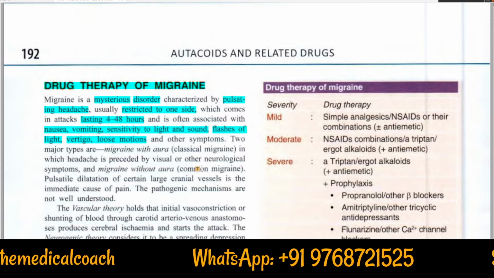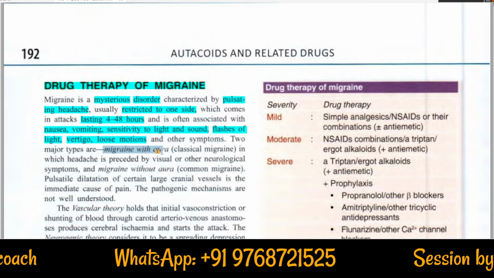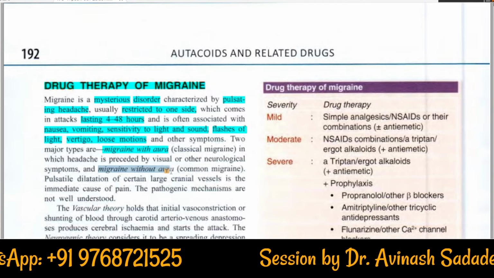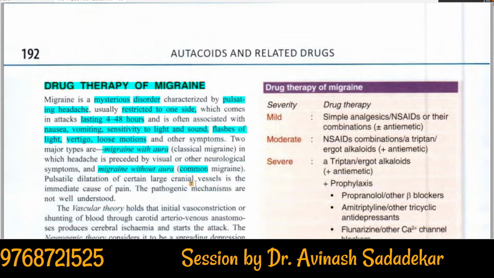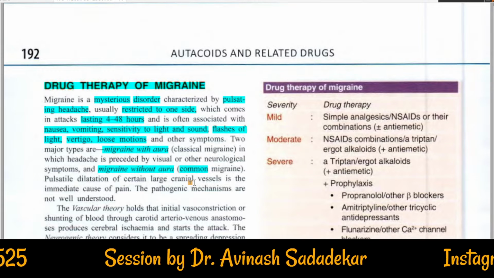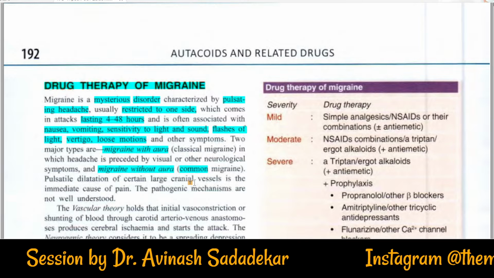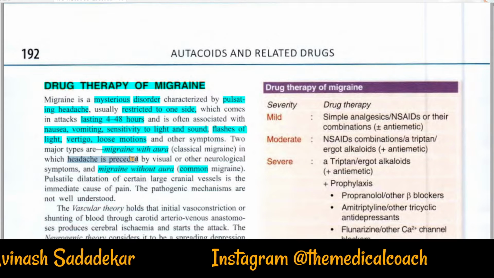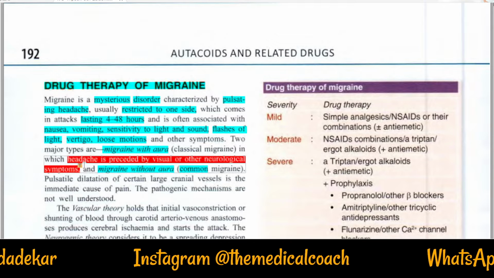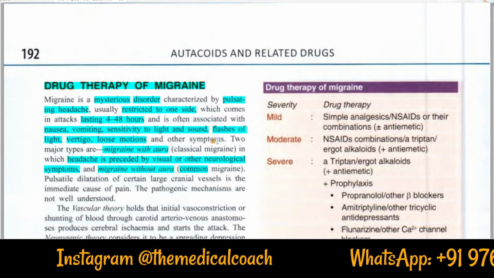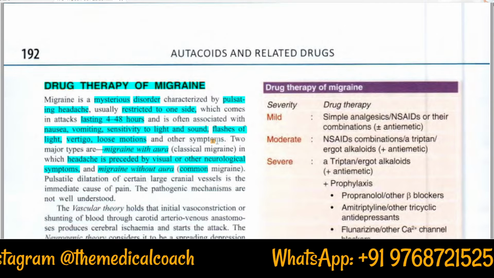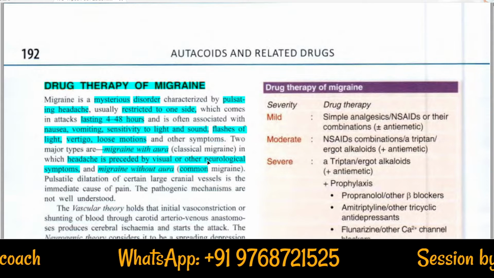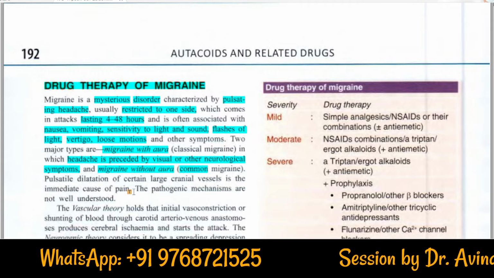Now, there are two types of migraine. One is called migraine with aura, also known as the classical migraine, and then we have the migraine without aura, which is called the common migraine. The classical migraine has an aura. Aura means before the headache starts, there are some visual or neurological symptoms like the ones which I had spoken about, right? Flashes of light, nausea, vomiting, photophobia, something like that happens. The patient knows that he is about to get a migraine. Common migraine does not have this aura.